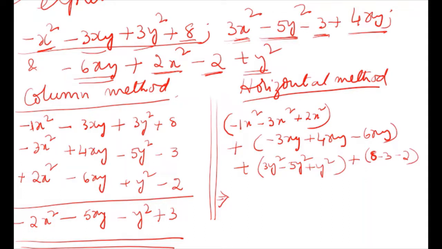Minus 4 plus 2 is minus 2x square. Then minus 3, minus 6, minus 9xy plus 4xy, the minus 5xy. Then plus 3y square plus y square is plus 4y square and minus 5y square. So minus 1y square. Then plus 8 minus 3 minus 2 is minus 5, plus 8 and minus 5 is plus 3. So this is the answer, it will be the same in both the methods.